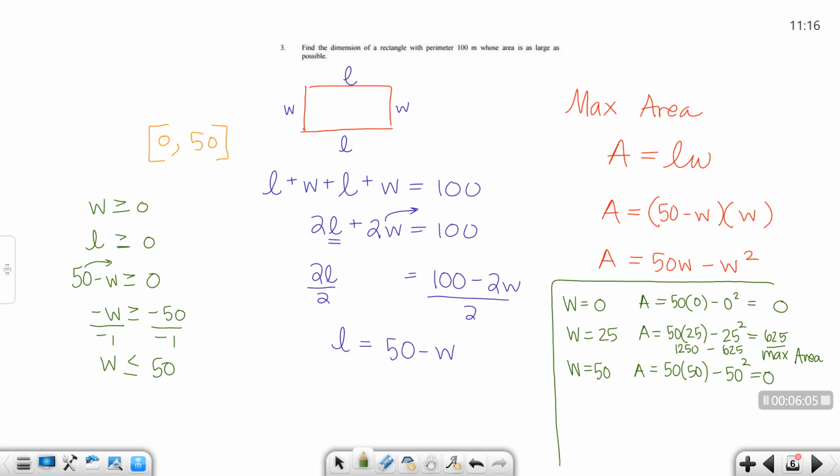The question, though, said find the dimensions of the rectangle. Well, that would be length times width. The value for the width that gave me maximum area was 25. So the width is going to be 25. Now, we have to find what the length will be. We'll look over here. You see that the length equals 50 minus W. Well, W is 25. So, since the length is 50 minus 25, it would be 25 as well. So your length would be 25 also. So 25 by 25 would be your answer.